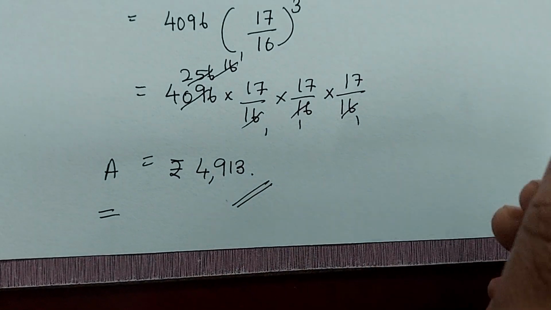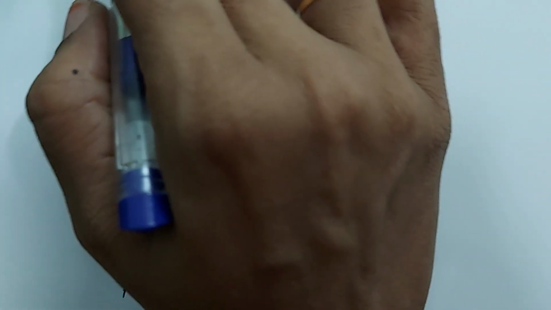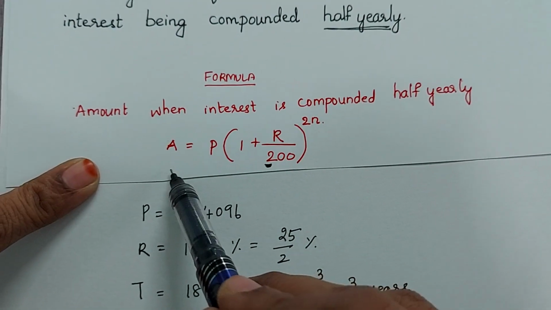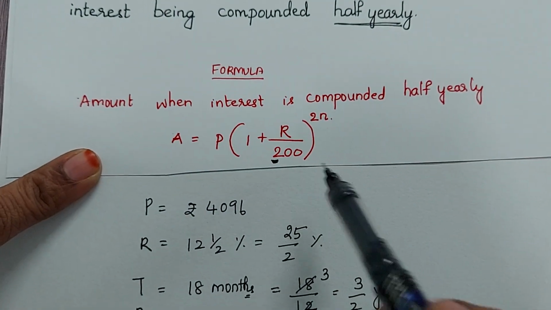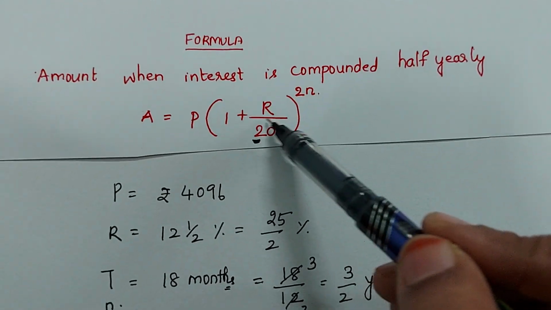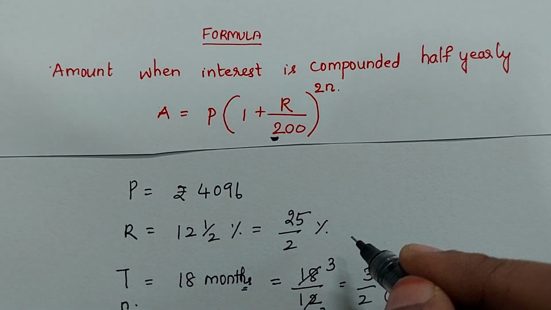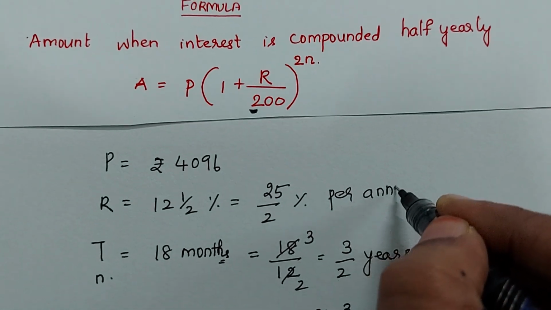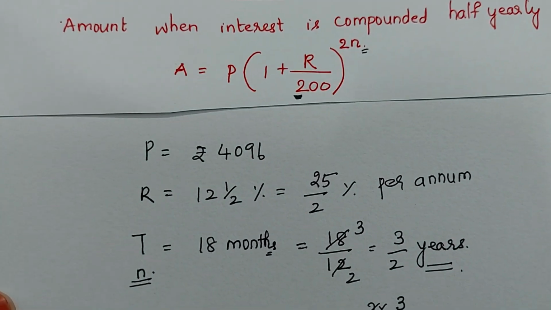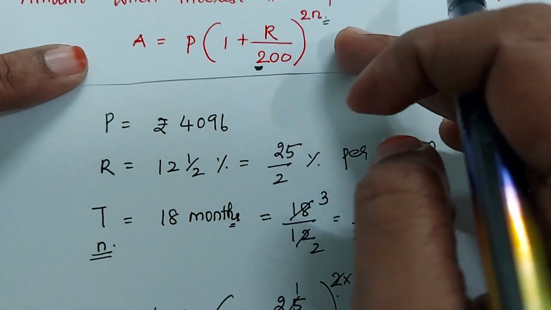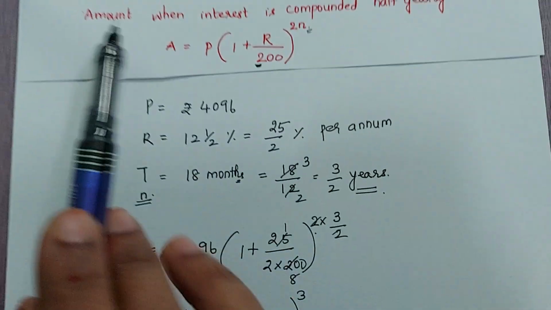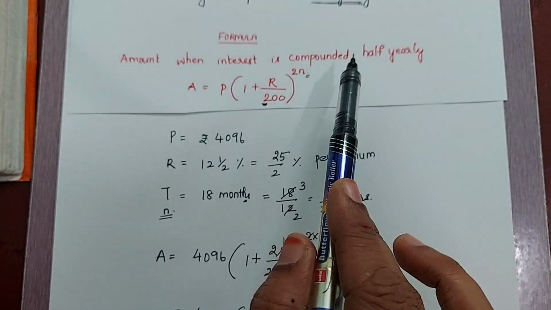This is the amount we need. So this is very simple to calculate the amount when the interest is compounded half yearly. Just apply this formula. Keep in mind, you need not change anything except take care that rate of interest should be per annum and time period n should always be in years. Just substitute it in this formula to calculate the amount when the interest is compounded half yearly.